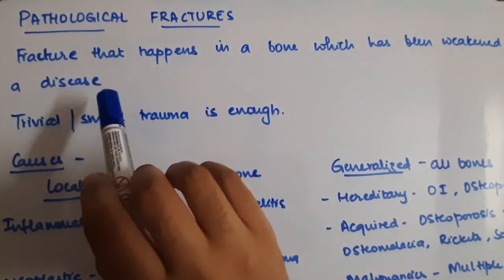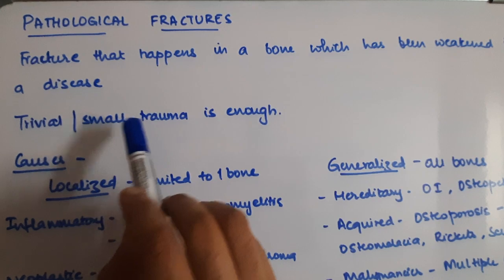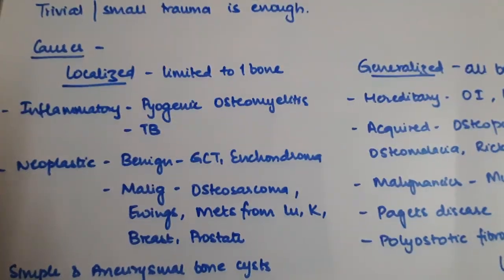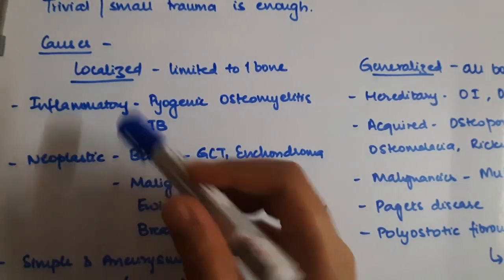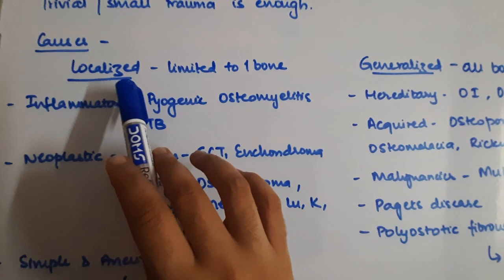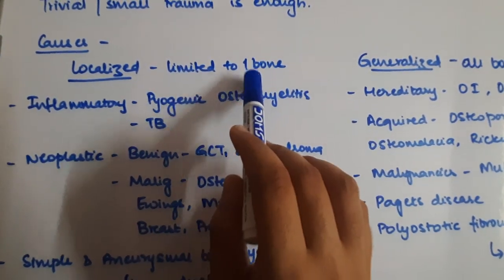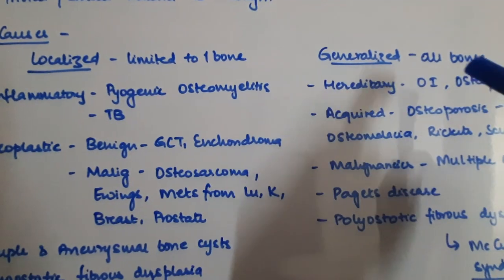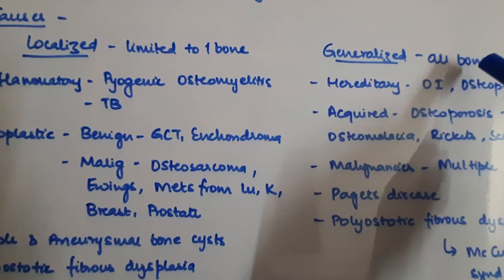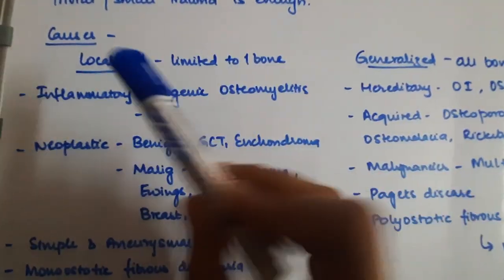For a pathological fracture, you don't need to have a major degree of trauma. Even a trivial or a small trauma would be enough to cause a fracture. Causes can be divided into localized or generalized causes. Localized causes means that there is a disease which is limited to one particular bone, whereas in generalized causes, they affect all bones, and so all bones are weakened due to the disease.